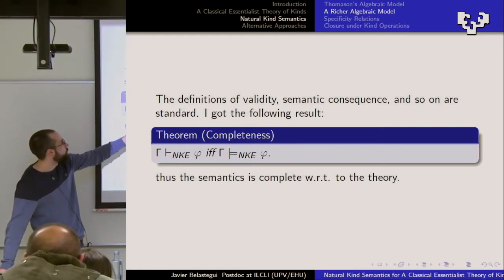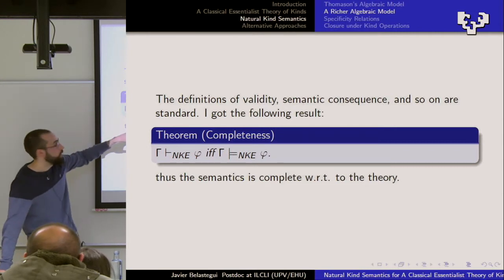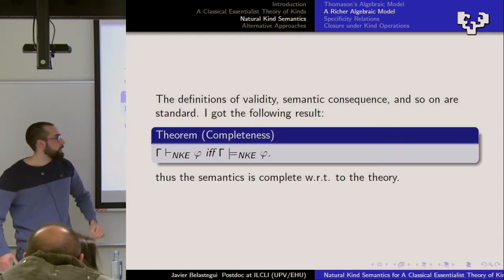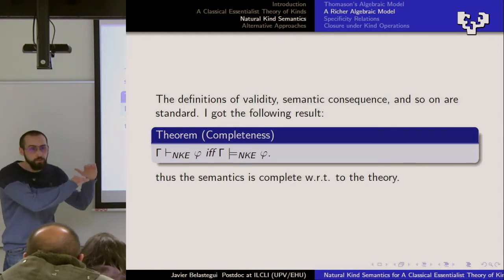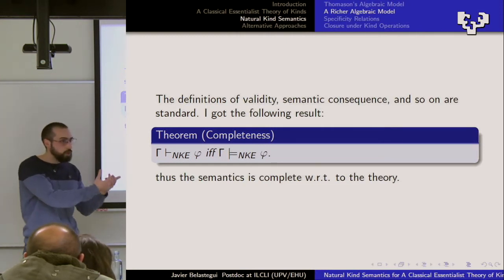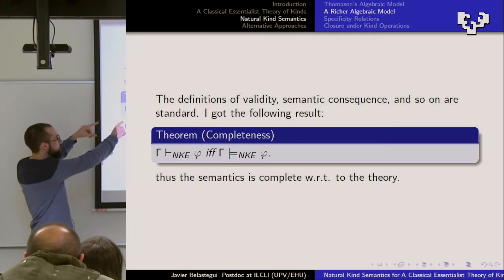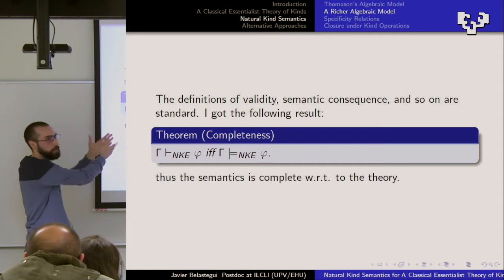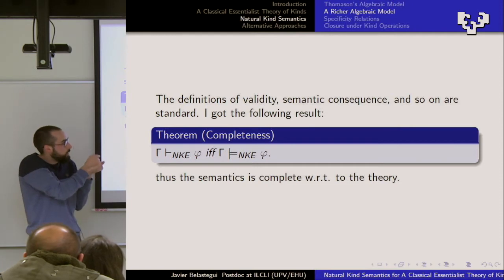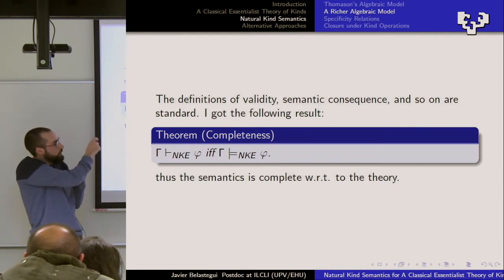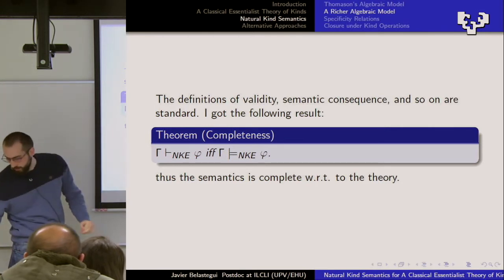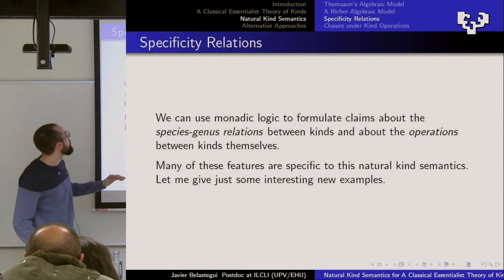And I got the following result, mainly, which is a completeness theorem. So the semantics is complete with respect to the theory. The proof is basically Henkin's proof, but there's a step where you have to construct the canonical model, and the canonical model here is a structure that induces a lattice of kinds. So you have to check that the terms actually get interpreted as elements in the constructed lattice of the canonical model, and that's it. I'm not going into the details here.